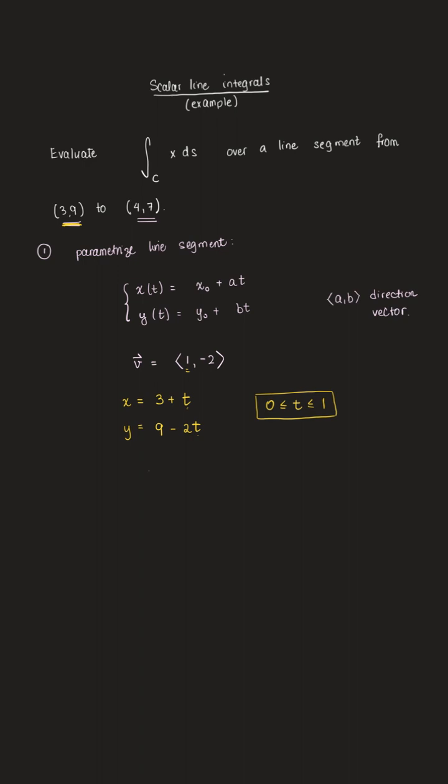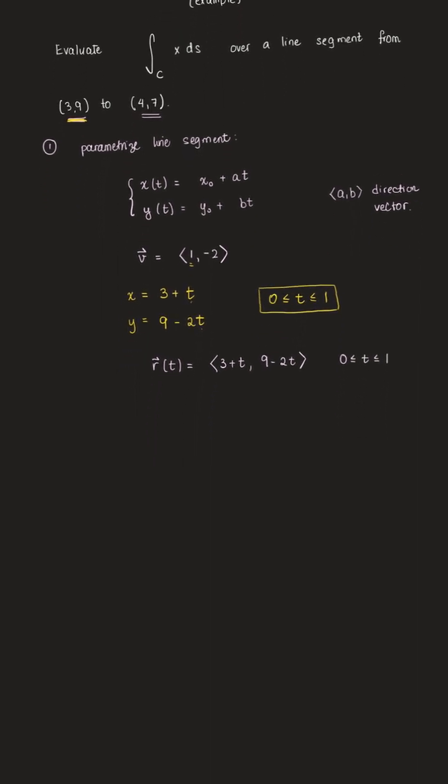And so our vector function r of t, which represents this line segment, is (3 plus t, 9 minus 2t) between 0 and 1. Now, in order to evaluate our line integral, we're also going to need the velocity of this vector function as well as the magnitude. So we need the speed at which we're traveling along this vector function so that we can get the arc length differential. So r prime of t is just going to be our direction vector, or take the derivative of r, that's (1, -2). And the magnitude of this vector is going to be the square root of 1 plus 2 squared, which is 4, so just the square root of 5.